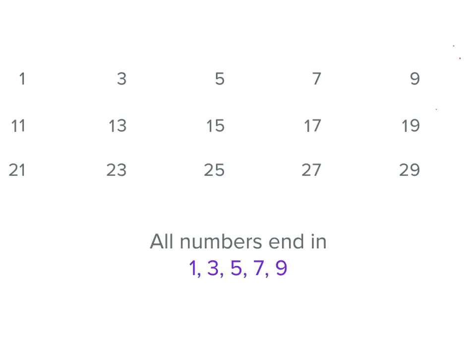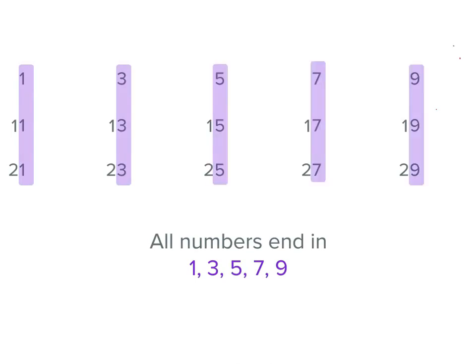But if we have a look at our numbers written out, like we did before, we have 1, 3, 5, 7, 9, 11, 13, 15, 17, 19, and so on. And all the numbers end in 1, 3, 5, 7, or 9. See how we have a pattern there? So these are our odd numbers.